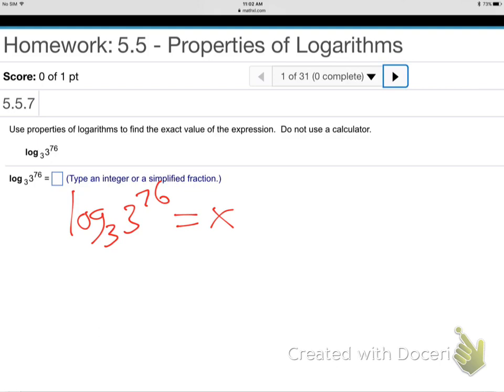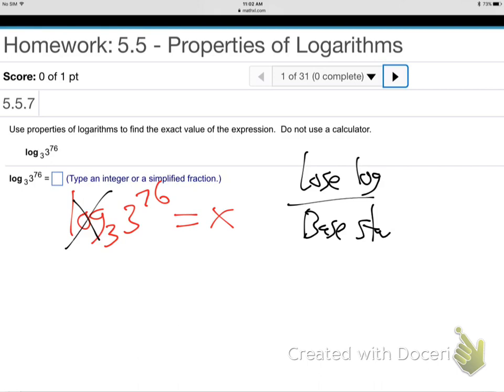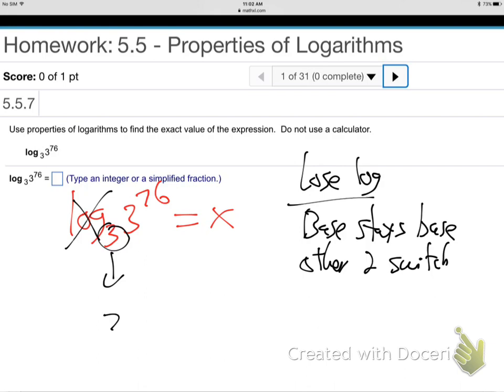Just put an X on the right side, and then what you do is you lose the log. And what happens when you lose the log? When you lose the log, you cancel the log. The base stays the base, and the other two switch. So, who's the base? Who's the lower down? Well, this guy. He continues to be the lower down one. And the other two. Now, what do I mean by other two?